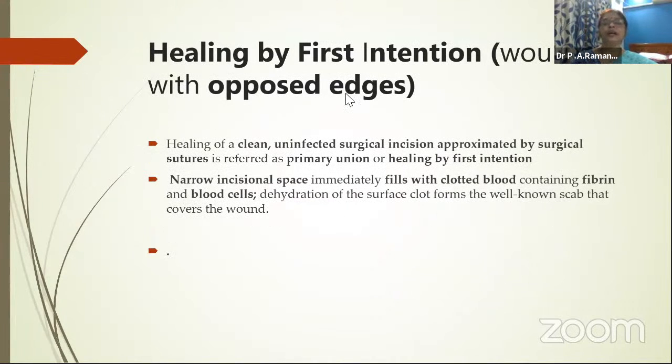Now, let us go into detail on healing by primary intention. Healing of a clean uninfected surgical incision approximated by surgical sutures is referred to as primary union or healing by first intention. So the space is first filled with clotted blood containing fibrin and blood cells. So within 24 hours, the gap is filled with fibrin. A surface clot forms, so within 24 hours almost the wound is sealed.